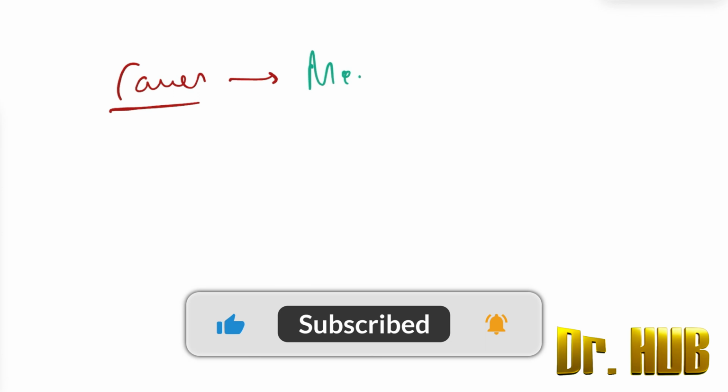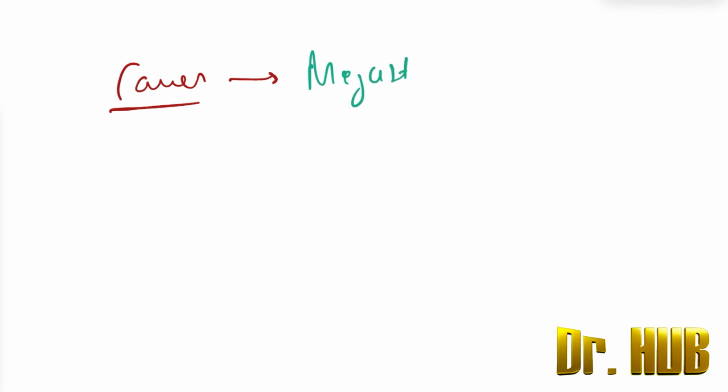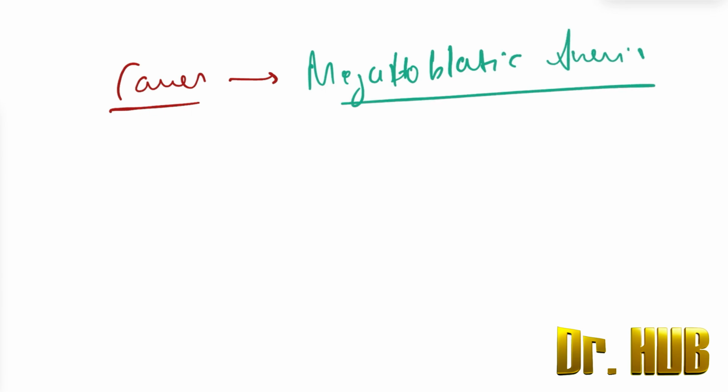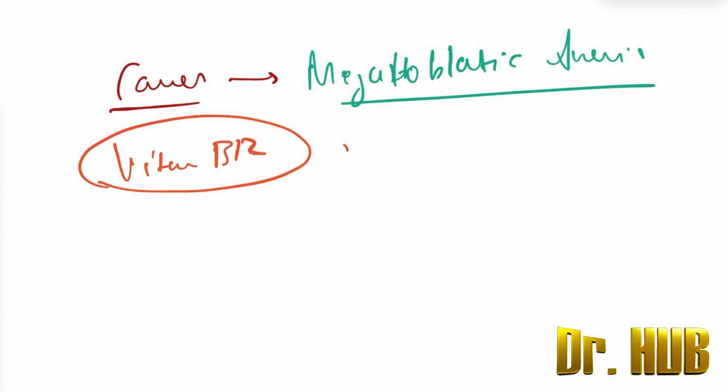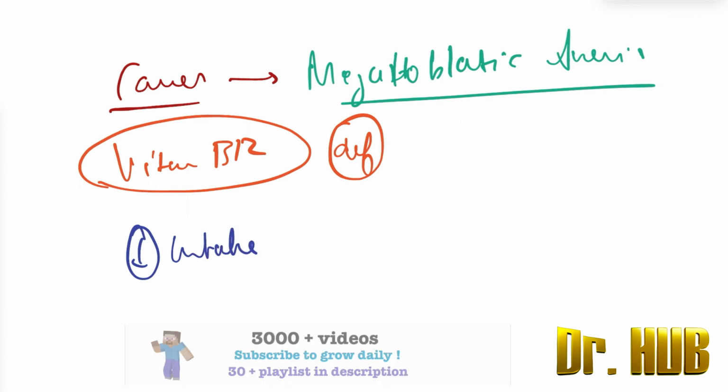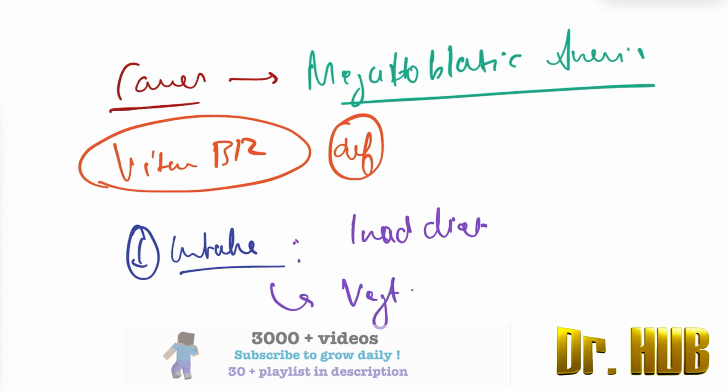Now we're going to look at megaloblastic anemia. The first thing we need to know is that it can be due to vitamin B12 deficiency. Under vitamin B12 deficiency, there can be decreased intake. Under decreased intake, it can be due to an inadequate diet, or a vegetarian diet.